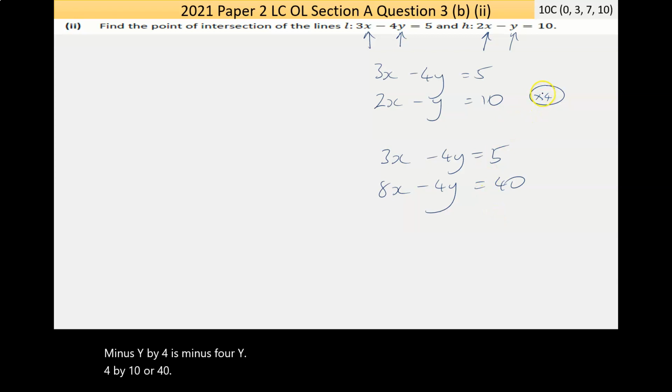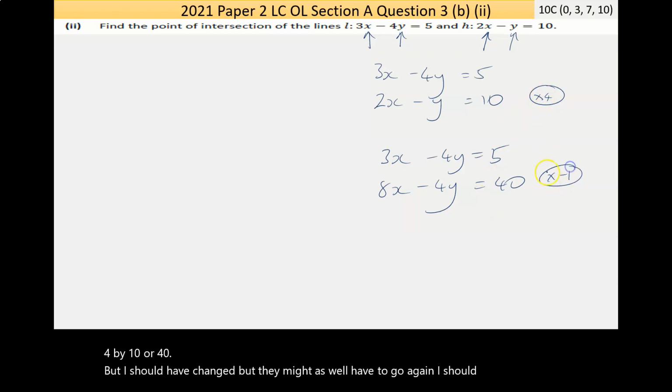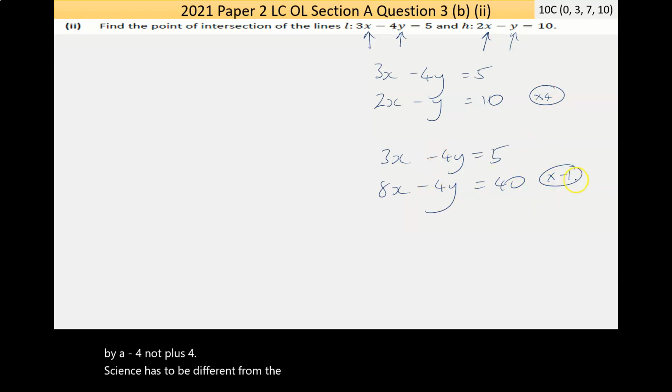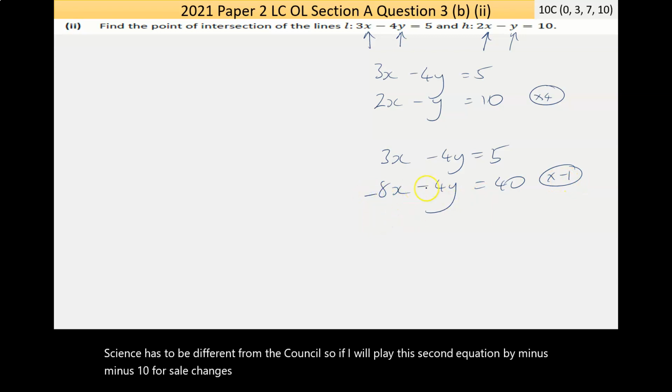But I should have changed the minus as well. I'll have to go again. I should have multiplied by a minus 4, not plus 4. The signs here have to be different to cancel. So if I multiply the second equation by a minus, minus by a plus changes to a minus, minus by a minus changes that to a plus, minus by a plus changes that to a minus.